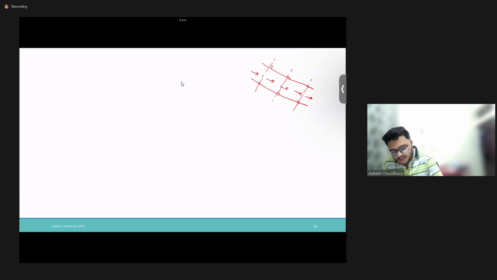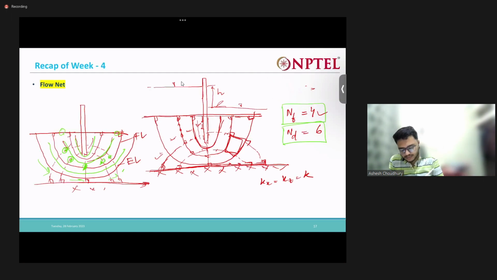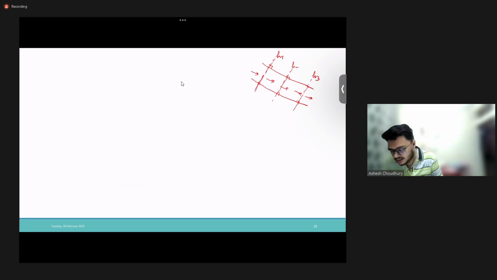Say this is an equipotential drop, which means at all the points on that equipotential line my head will be the same. So here at all the points my head is h1, say, here at all the points my head is h2, and here at all the points my head is h3. So on an equipotential line, at all points my head is the same. That's why we call it an equipotential line. Equipotential means same potential everywhere on that line, right?